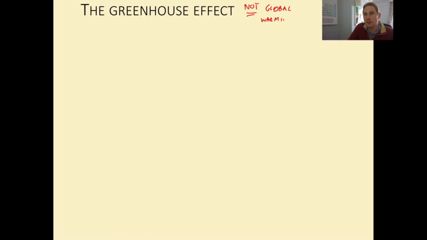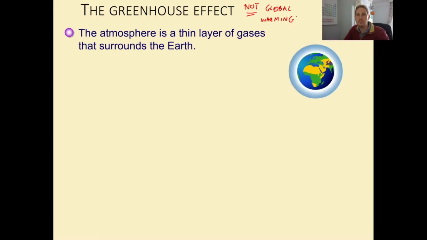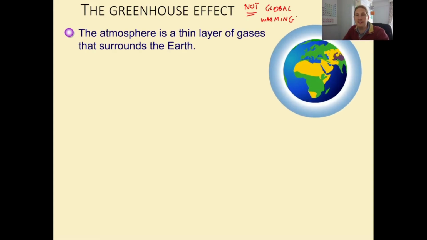We'll be looking at global warming after the half term, but the greenhouse effect is not global warming. And the greenhouse effect comes due to the atmosphere of the Earth. So you know that the atmosphere is a thin layer of gases. This is not to scale. The atmosphere is only very thin around the Earth, as we saw in our very first lesson.